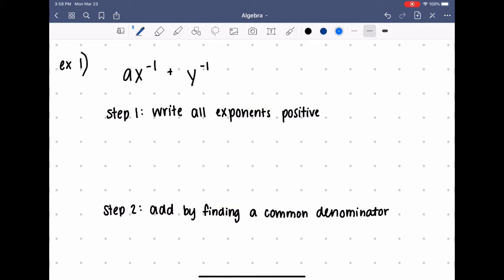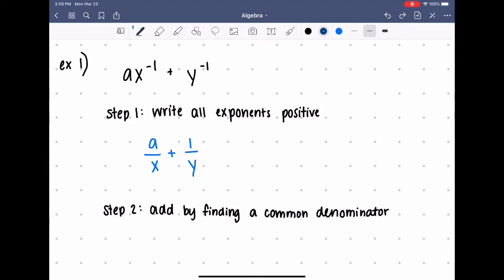So I'm going to take x to the negative 1. The a stays in the numerator, but that x gets popped into the denominator. And it would have an exponent of 1. But we don't need to write that because x to the 1 is just x. So for the second one, y to the negative 1, I take the reciprocal of y, which is 1 over y. And that would be y to the 1, which again is just y. And notice I kept the addition sign in between. That stays exactly the same.